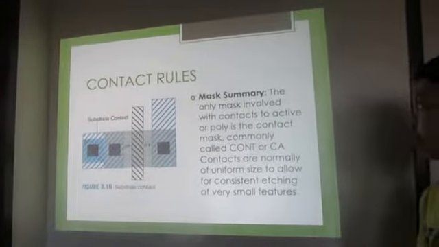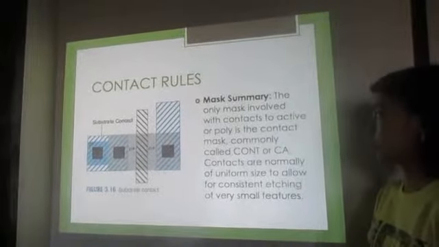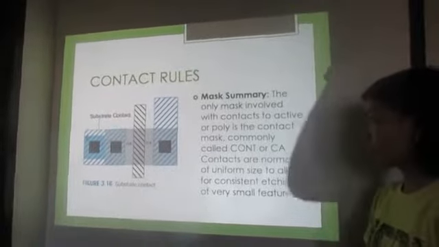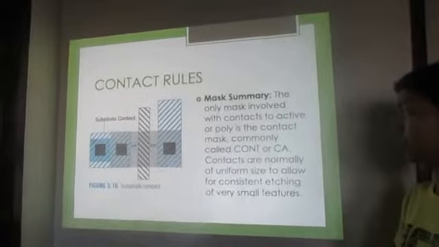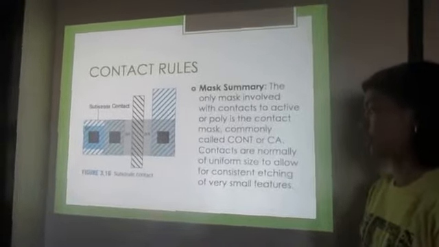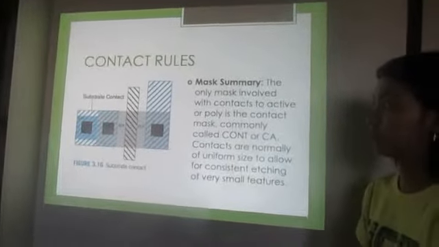In the mask summary, the only mask involved with contacts to active or poly is the contact mask, commonly called CA. Contacts are normally of uniform size to allow for consistent etching of very small features.